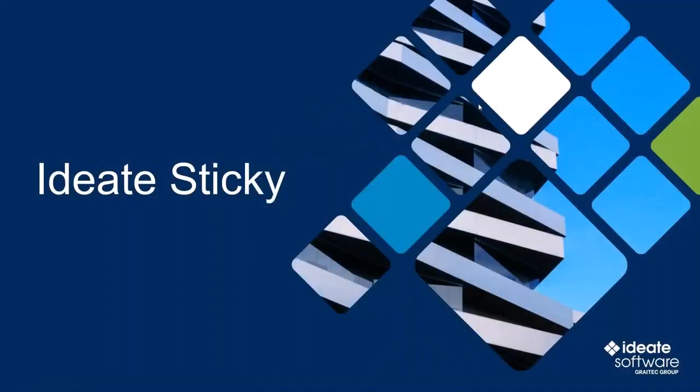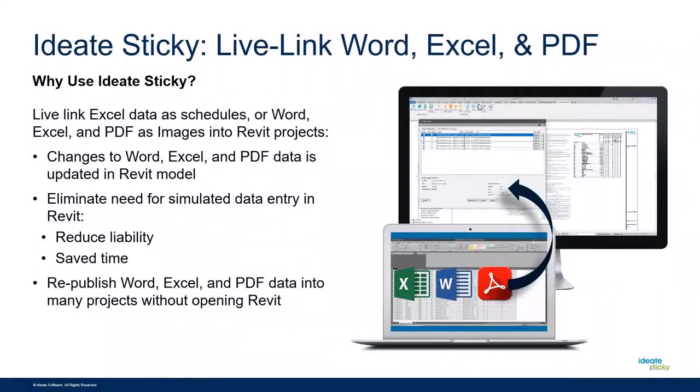All right, well, we're here to talk about integrating non-BIM data into your Revit project with Ideate Sticky. What is Ideate Sticky? Ideate Sticky is an add-on application from Ideate Software that allows you to live link Excel, Word, and PDF data into your Revit project and keep that data up to date. So this could be code lists, general notes, or manufacturing data. There's a lot of information contained in these files that may need to be on a Revit sheet, or if it's a particular detail in PDF, it could be within a drafting view. That can work out very well.